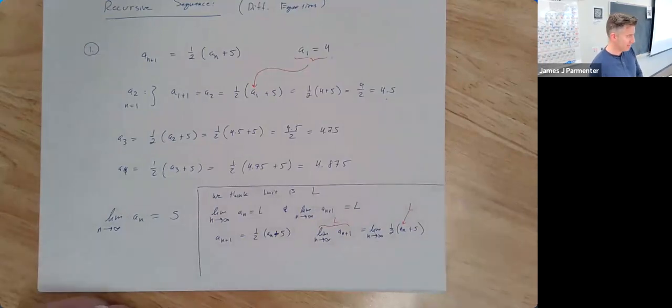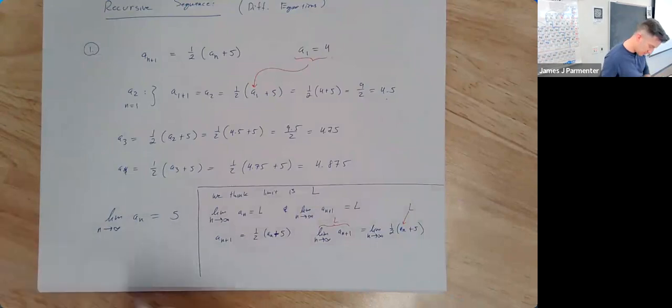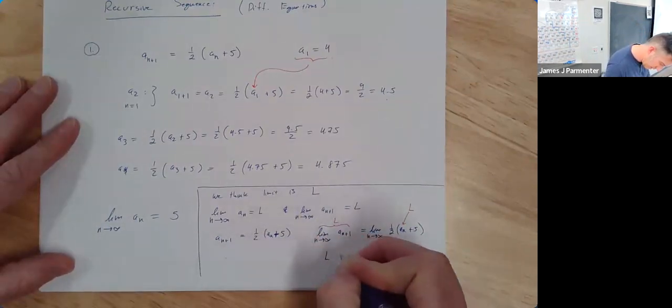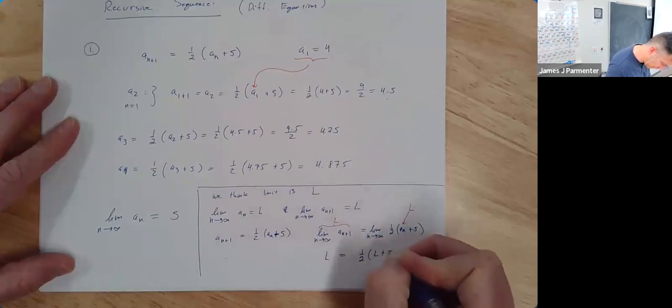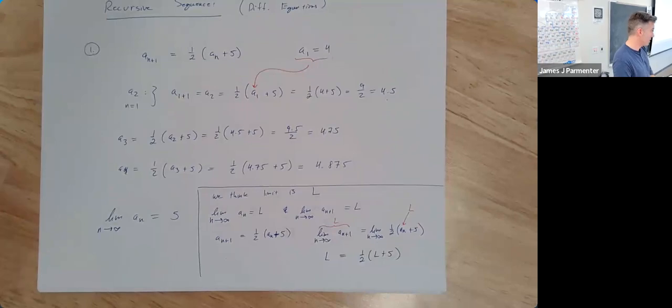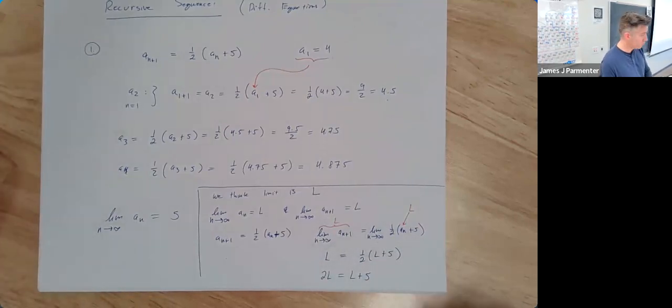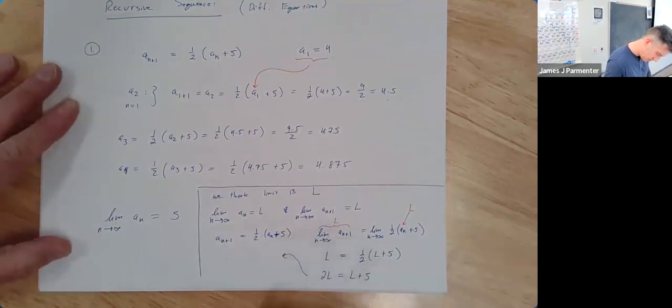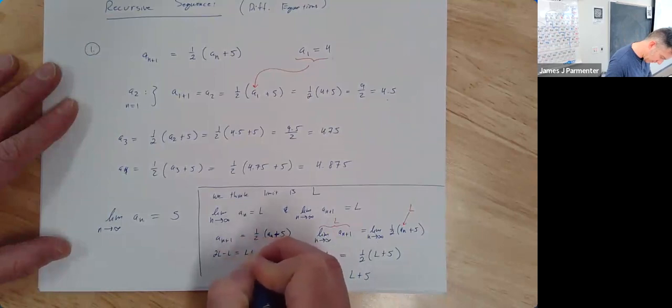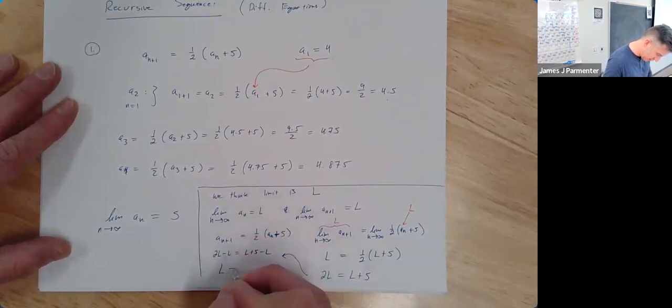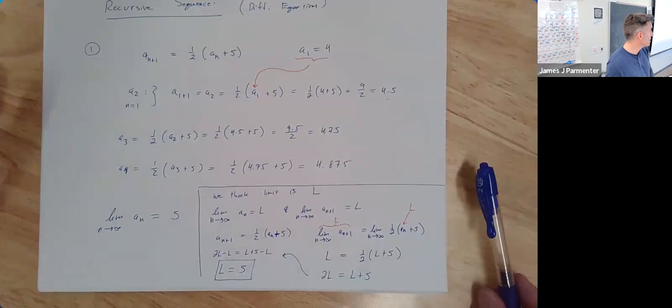So here's what we end up writing down. Every a sub n plus 1, a sub n plus 2, we replace with what we think the limit is. L equals 1/2 times L plus 5. Now we just use our algebra skills to solve for L. Multiply both sides by 2: 2L equals L plus 5. Subtract L from both sides: 2L minus L equals L plus 5 minus L. 2L minus L is L, and L minus L is 0, and 0 plus 5 is 5. Oh, look, we got what made sense.